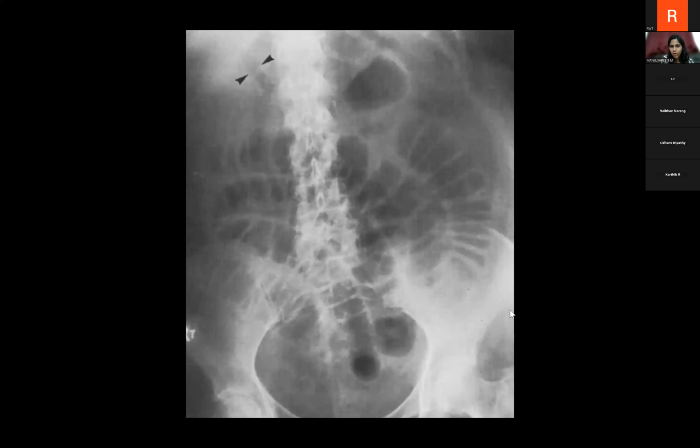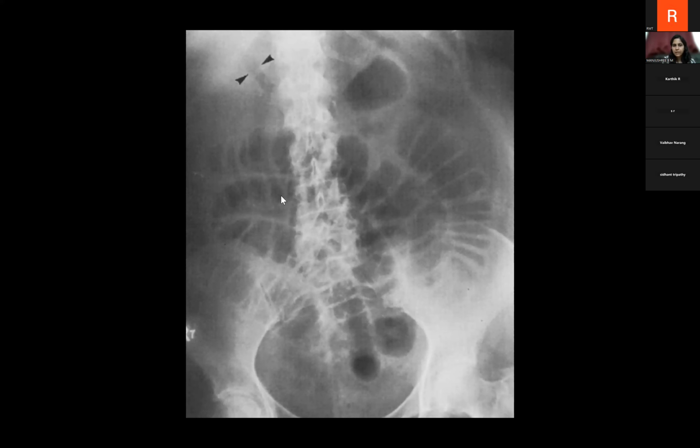Okay. Yes, many of you have answered it correctly. It is gallstone ileus. Very good. Why gallstone ileus? Here we can see that there is air in the liver, that too in the central part. So this is pneumobilia. And there are dilated ileal loops, dilated bowel loops. So it is gallstone ileus.